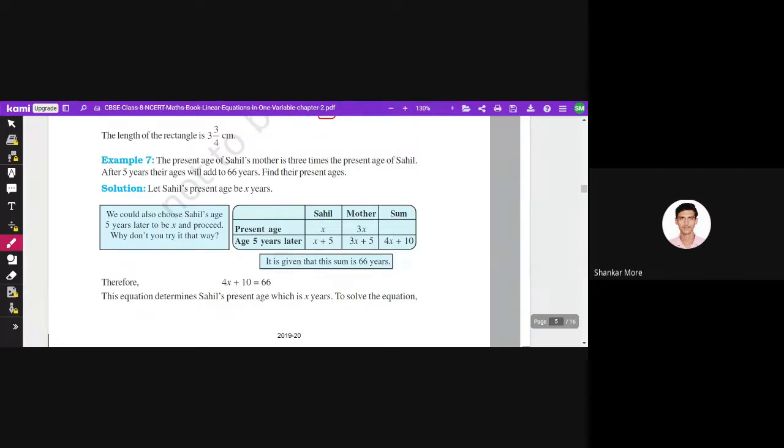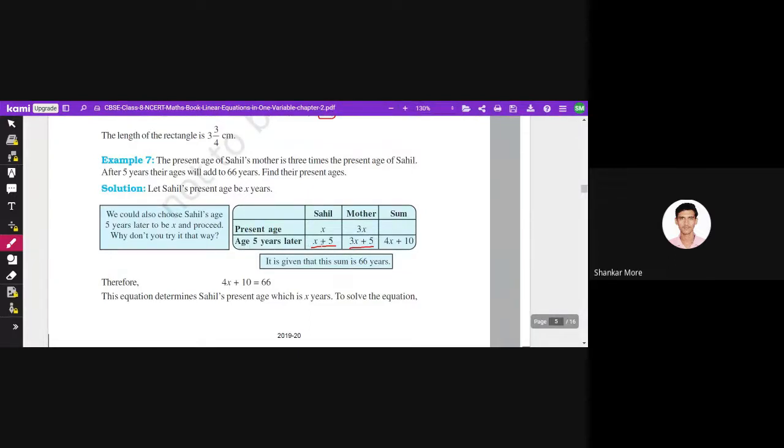Now, after 5 years, their ages will add to 66 years. Now, what will be Sahil's age after 5 years, students? If his age today is x, then after 5 years Sahil's age is going to be x plus 5, and his mother's age is going to be 3x plus 5. 3x is the present age, and this 5 we add because we are calculating the age after 5 years, right?